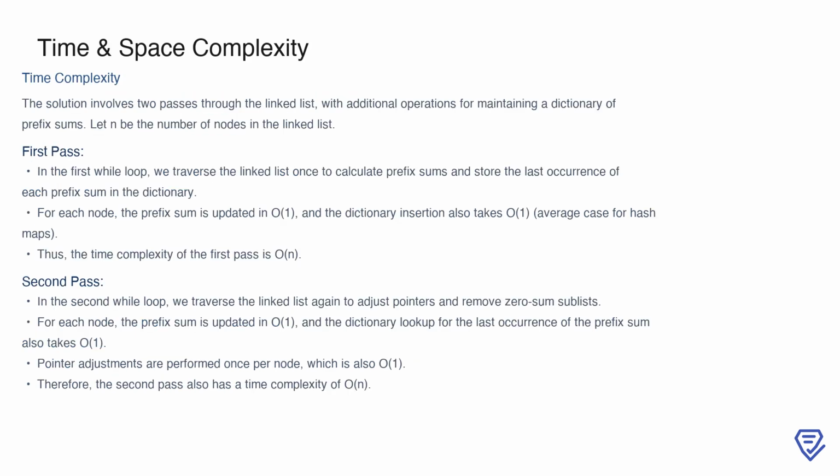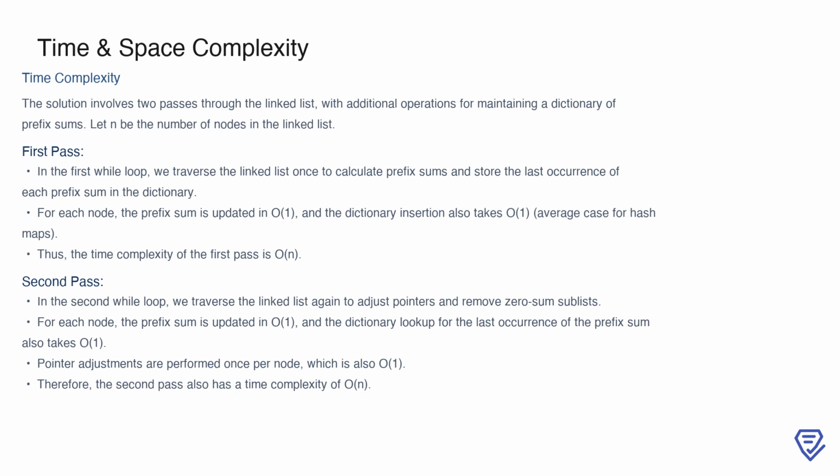To understand the time complexity of our solution, let's break it down into two main passes through the linked list. During the first pass, we traverse the entire list to calculate prefix sums and store the last occurrence of each prefix sum in a dictionary. The key operations here include updating the prefix sum and inserting into the dictionary, both of which are constant time operations under average conditions. Since we perform these operations for each node, the time complexity for this pass is O(n), where n is the number of nodes in the linked list.